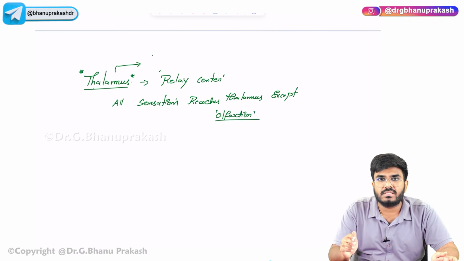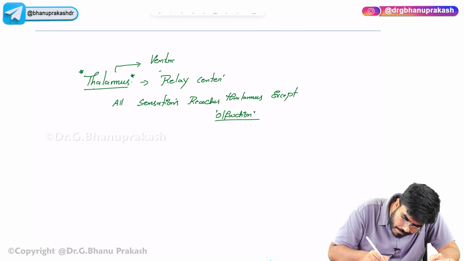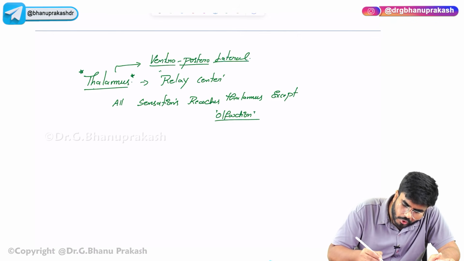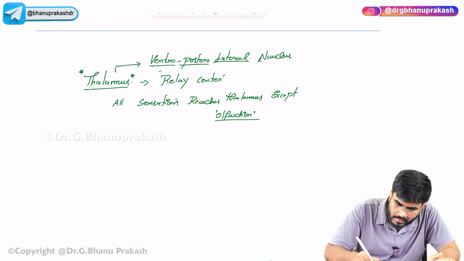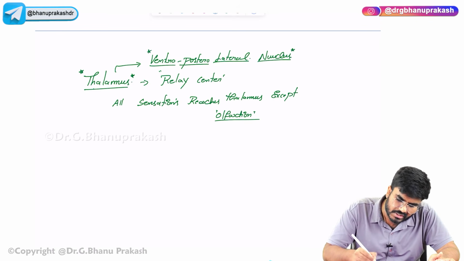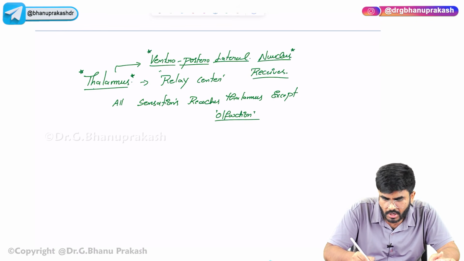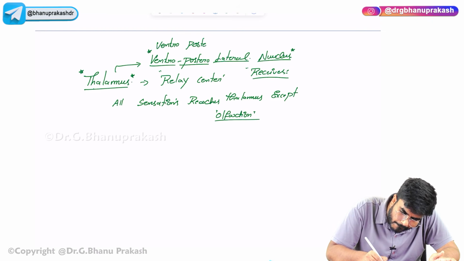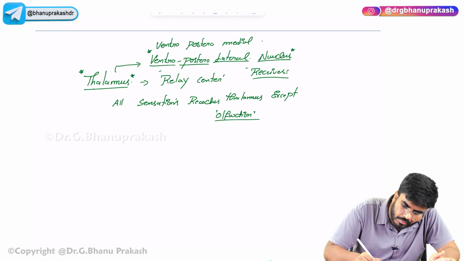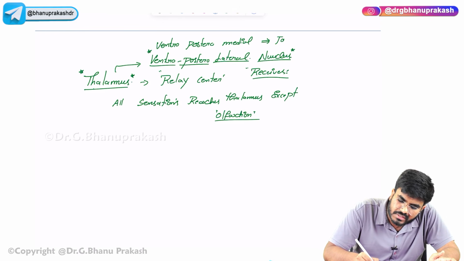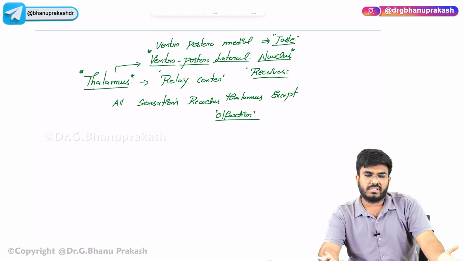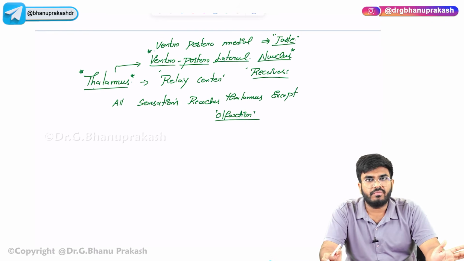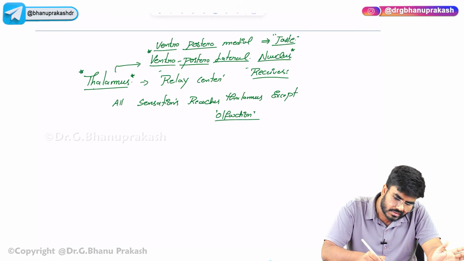All the primitive sensations and advanced sensations are coming to the ventro-posterolateral nucleus. The ventro-posterolateral nucleus is the one which receives all the sensations. But there is one more nucleus, which is called the ventro-posteromedial nucleus. This ventro-posteromedial nucleus is going to receive which sensation? It receives taste sensation. This is something important. Taste is a special sense, but taste goes to the ventro-posteromedial nucleus. All other sensations go to the ventro-posterolateral nucleus of the thalamus. These are some important points which I want you to know.